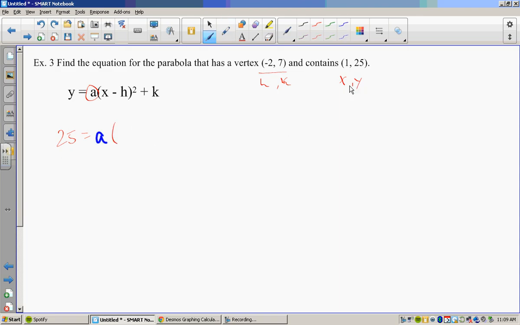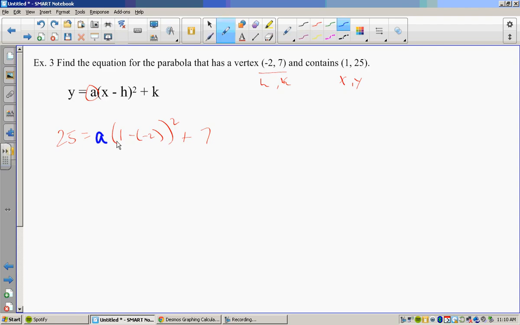Okay. X, we know, is 1. H here is -2. Don't forget the squared. Parentheses are your friend here. And then plus k is 7. So I've just gone and plugged some values in, and now I go from having 5 different variables to 1, and I can solve for that.